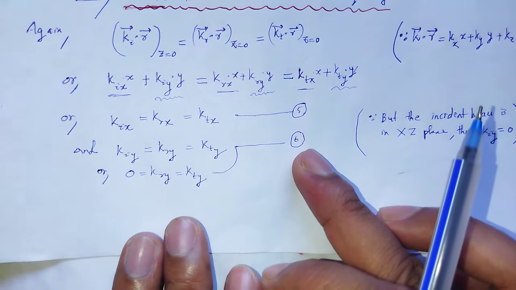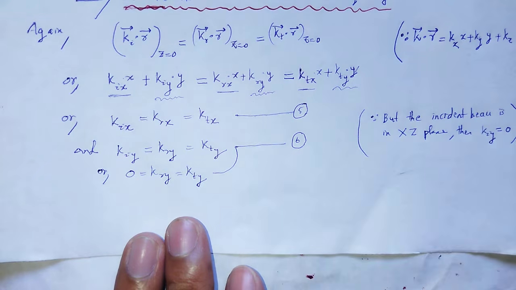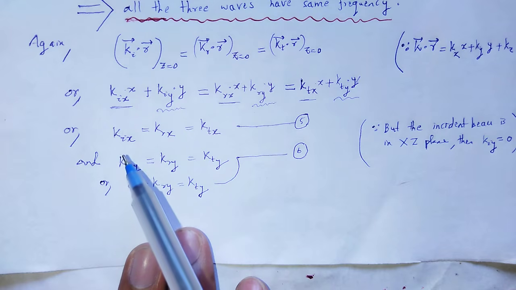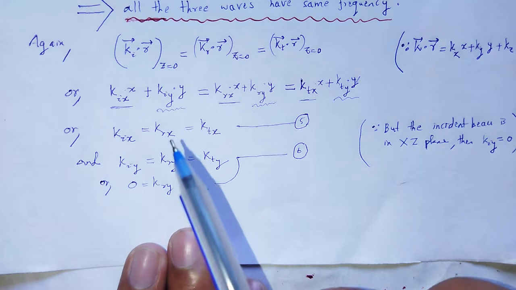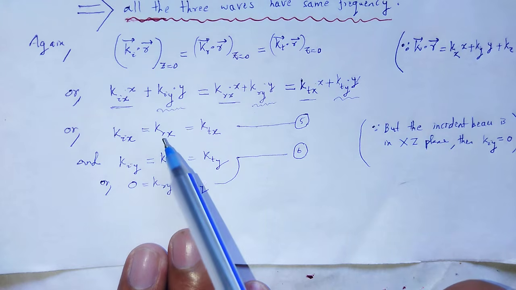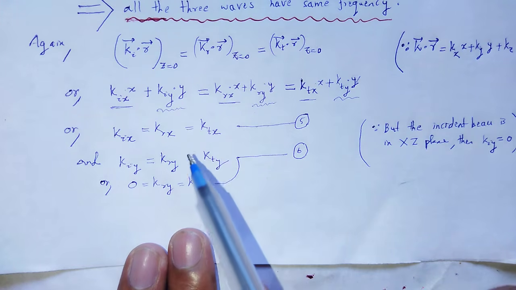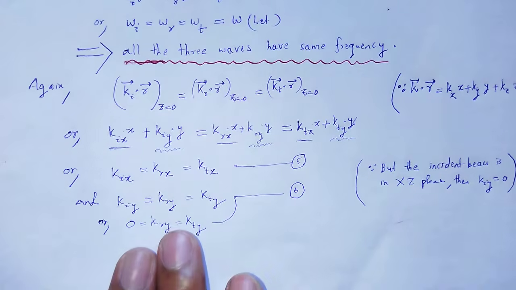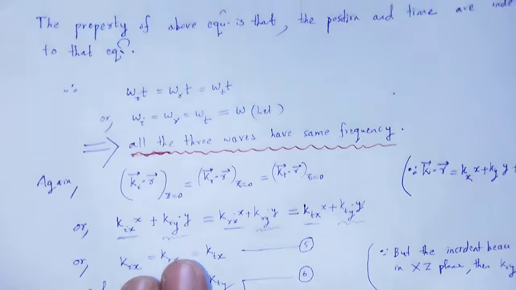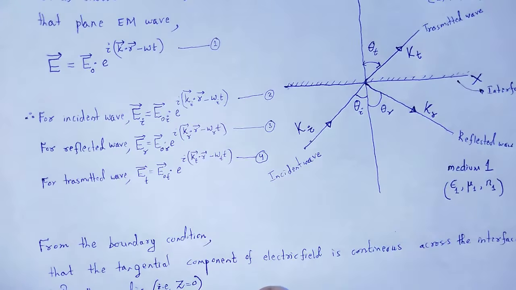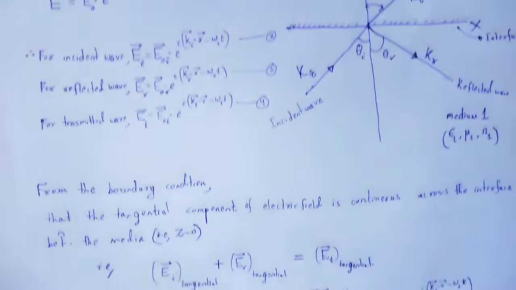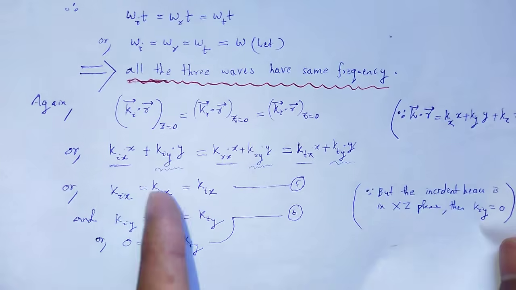From equation number 5, here ix, rx and tx, what it indicates means the incident wave, reflected wave and transmitted wave are in a same plane.